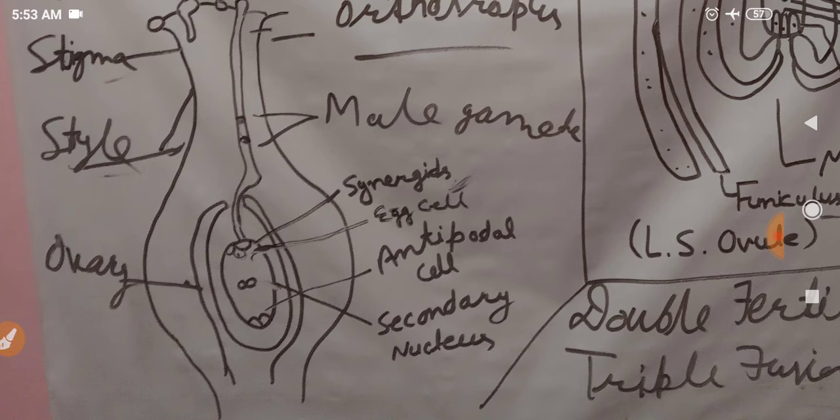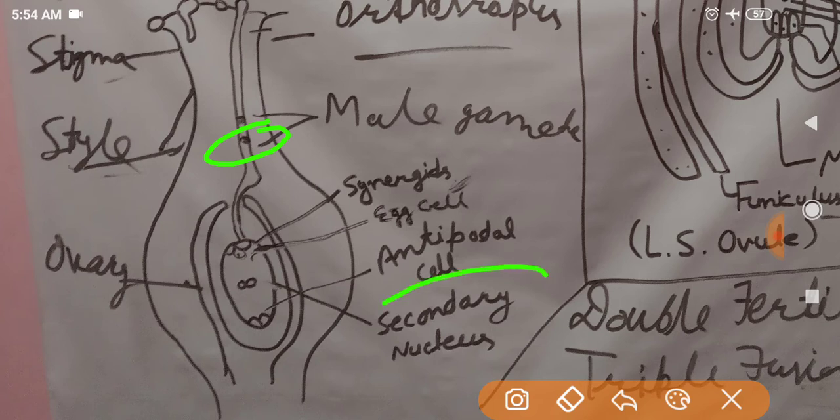How does this process take place now? From these two male gametes, one fuses with the egg cell, and it forms the zygote. The second male gamete fuses with the secondary nucleus. The secondary nucleus is 2n, so it forms the endosperm.